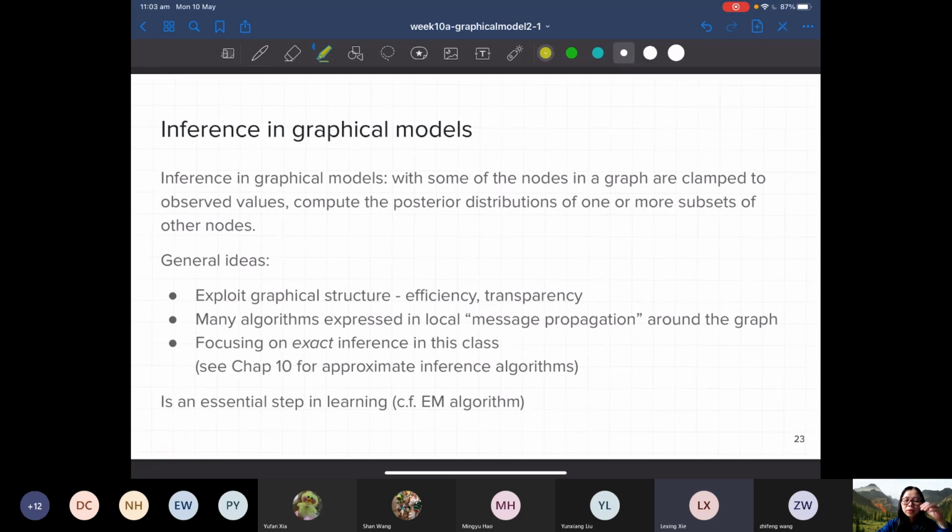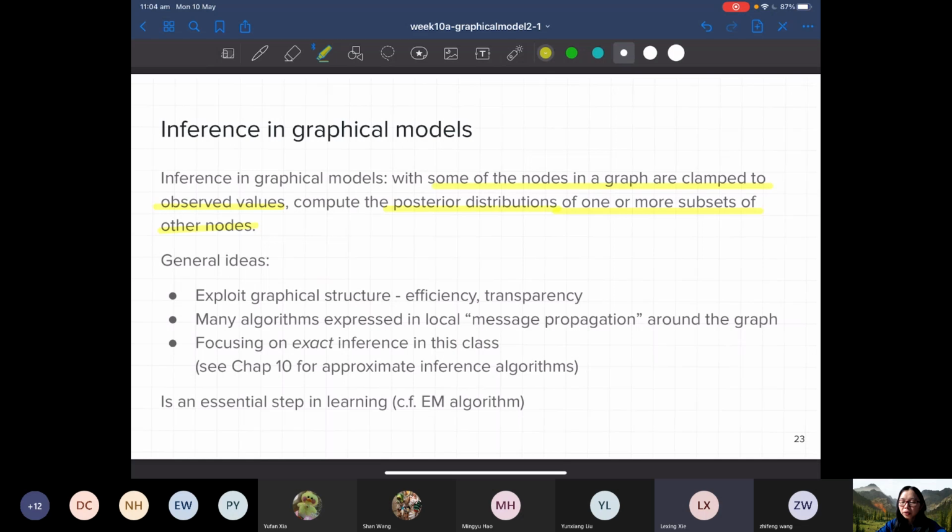So we already saw an example inference with the image denoising model. Here, we're going to look at a more general case. In other words, we clamp some of the nodes to observed values, and we want to compute the posterior distribution of other nodes, or one or more subsets of other nodes, conditioned on them, right?